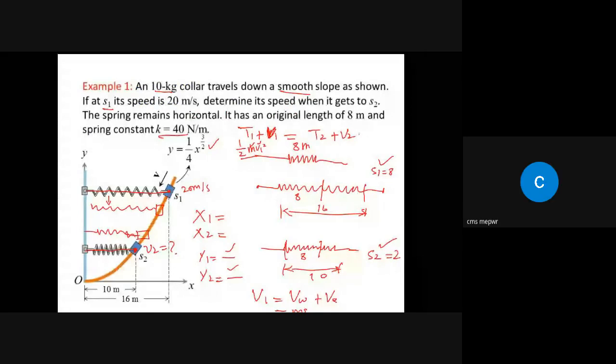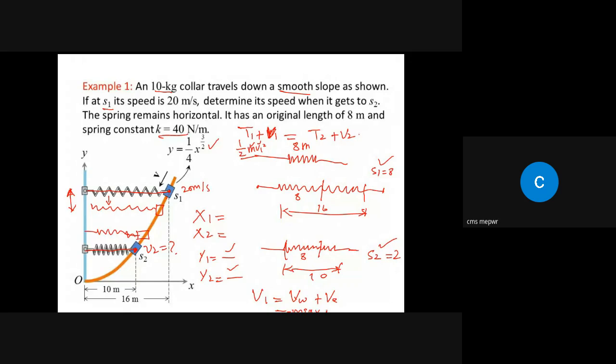And what will be z? Delta z, in this case it should be Y, delta y. So y2 minus y1, do we have delta y? Yes, sir. And it should be negative, right? Yes, minus mg. Okay, what about Ve, elastic potential? Half k s square, right? Yes, sir, half k s square.